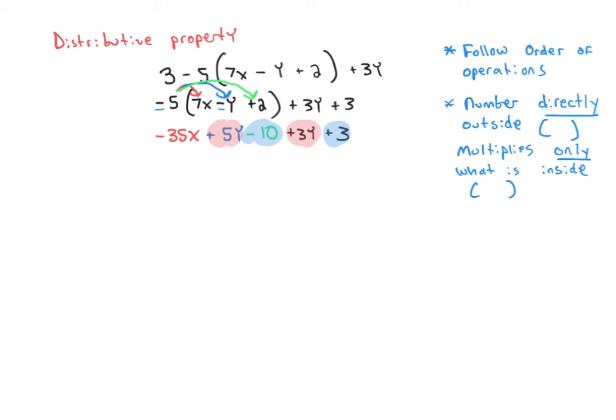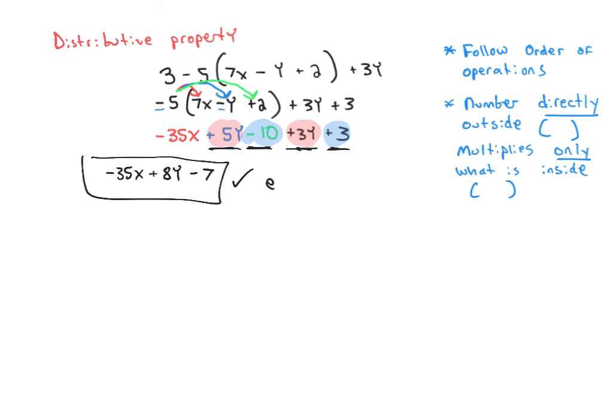So I'm going to write down my -35x. And then I'm going to kind of off to the side look at 5y plus 3y is 8y. So plus 8y. And then I'm going to look at my -10 plus 3. So if you have -10 things and you add 3 positive things, you have -7. There's nothing else we can do here. This is as simplified as we can get. So there is our answer in expanded form.